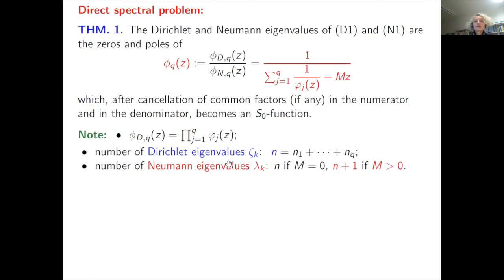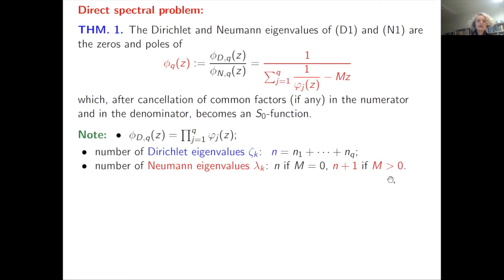Now, the number of the Dirichlet eigenvalues you can work out to be n, namely, this is just adding up all the numbers of Dirichlet eigenvalues on the individual strings. The number of the Neumann eigenvalues, let's call them again lambda_k, is different depending on whether this mass is there in the center or not. It's n if the mass is 0, and it's n plus 1 if it's greater than 0.